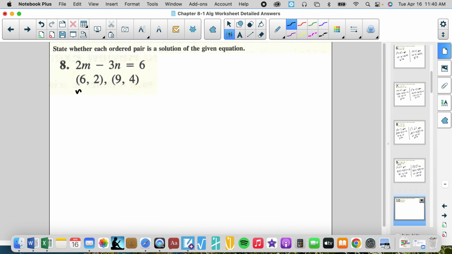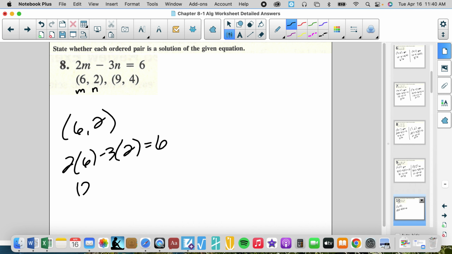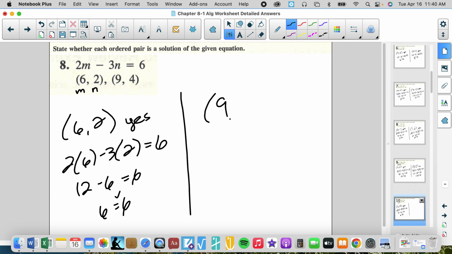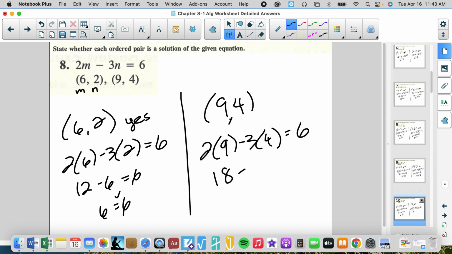M and N, so this is my M and this is my N. So 2 times 6 minus 3 times 2 equals 6. 12 minus 6. 6 equaling 6, so that's a yes. 9, 4. 2 times 9 minus 3 times 4 equals 6. That's 18 minus 12 equals 6. 6 equals 6. Yes, it does. So this is a solution.